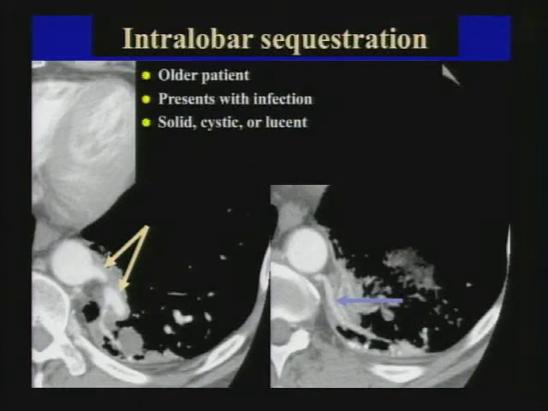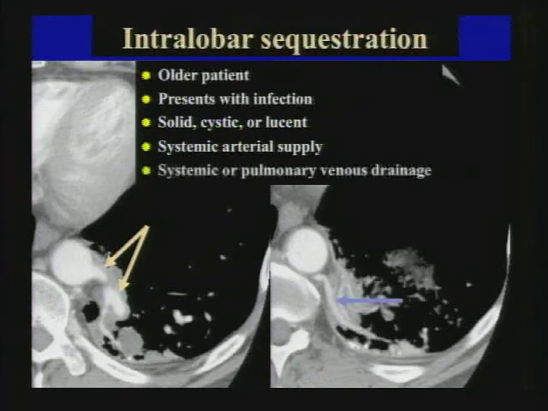The density is quite variable with intralobar sequestration. We've seen cases which were completely solid. We've seen cases which were completely lucent or any combination in between. Systemic arterial supply, venous drainage is variable.